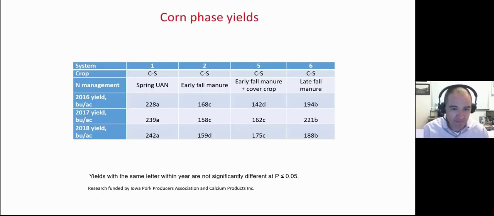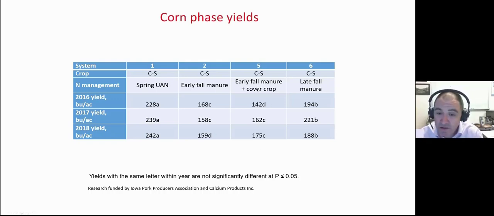Again, as we think about that manure application and early manure application, one of our big findings from this was the impact that delaying that manure application a bit later in the fall has on crop production, which we really can think about for profitability for the farmer. So this is looking at 2016, 2017, and 2018 corn yield. We can look at system 2, which is our early fall manure, versus system 6, which is our late fall manure. In 2016, we saw 194 bushels with late fall manure, 168 with early, so a 26 bushel yield benefit from delaying that manure application. In 2017, we saw a 63 bushel per acre corn yield benefit from delaying that manure application. And in 2018, 29 bushel. So pretty substantial yield benefit.